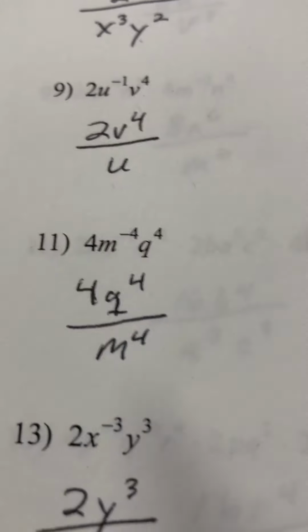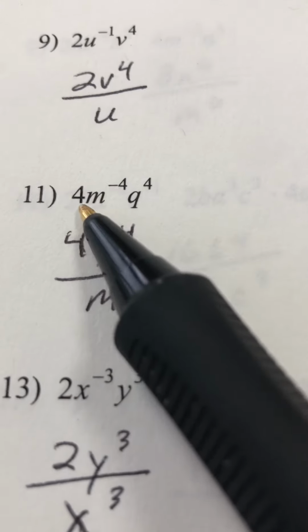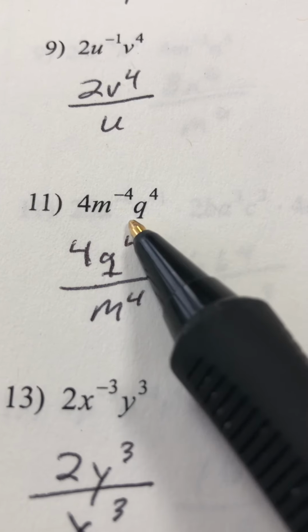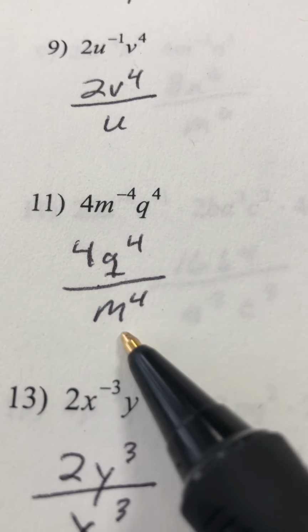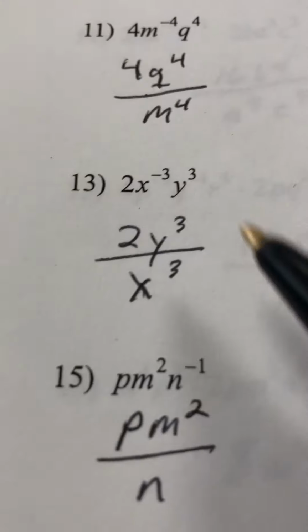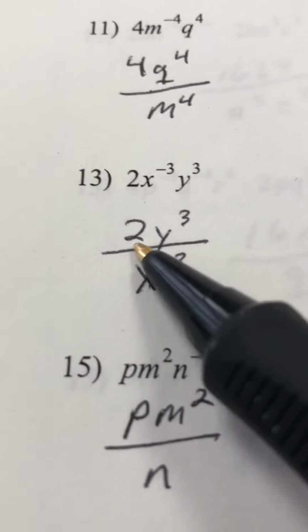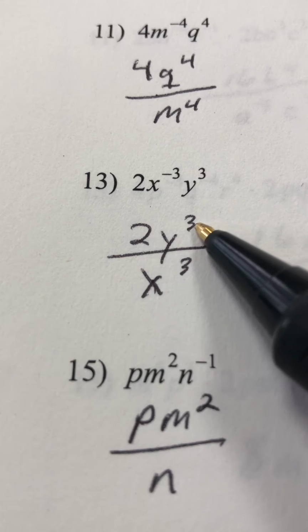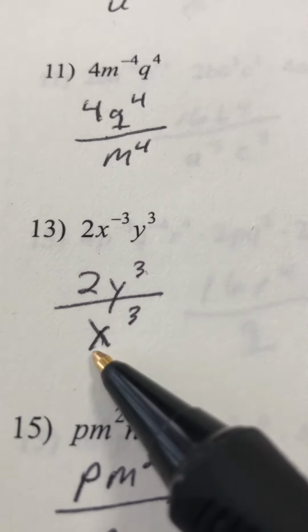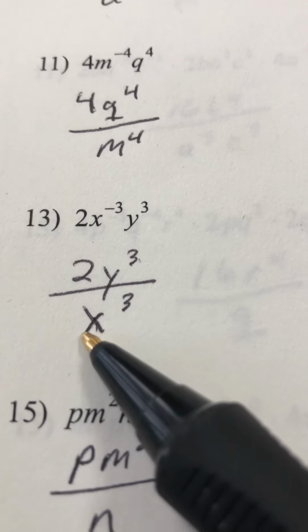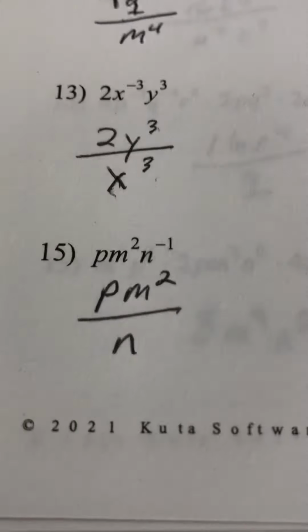For number 11, I have 4, and the q to the 4th is going to be the numerator. And then down below I have m to the 4th. Number 13, the 2 stays up and the y to the 3rd stays up as the numerators, and x to the -3 goes below to the denominator and becomes x to the 3rd.